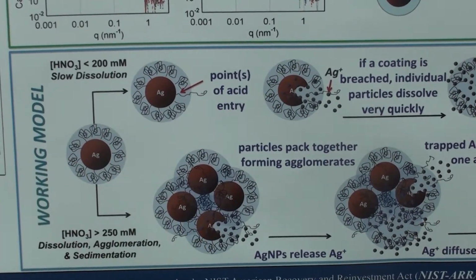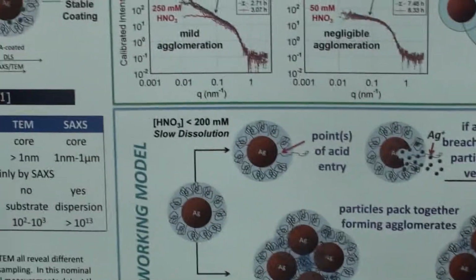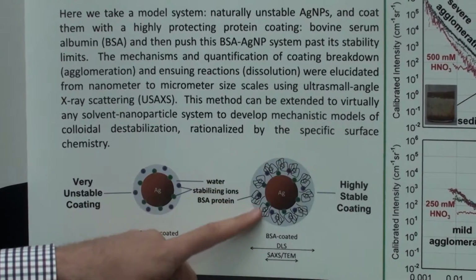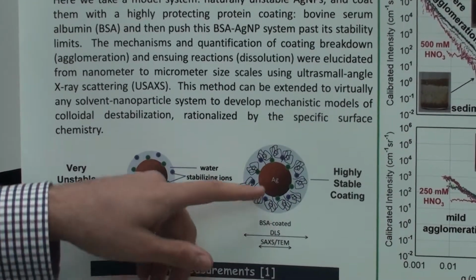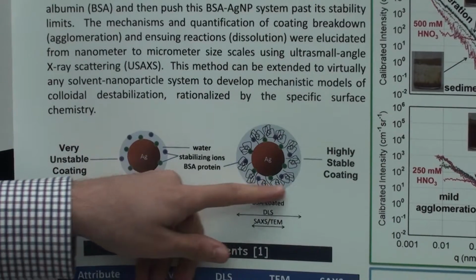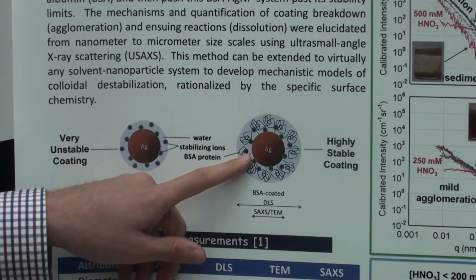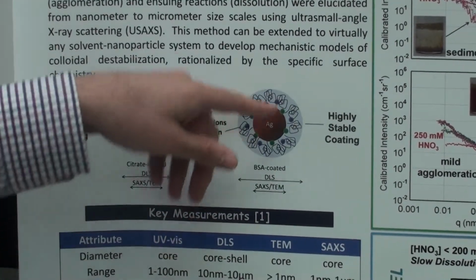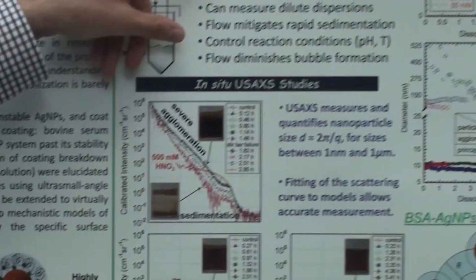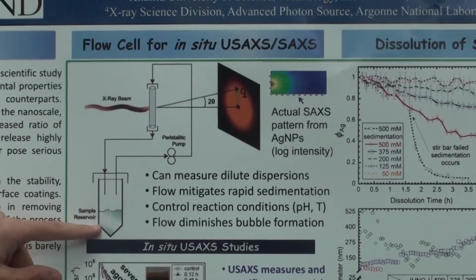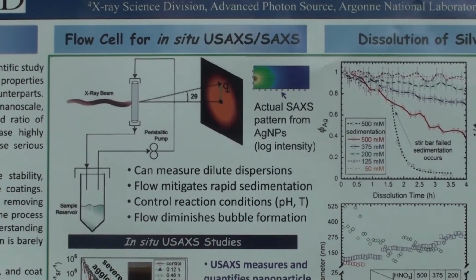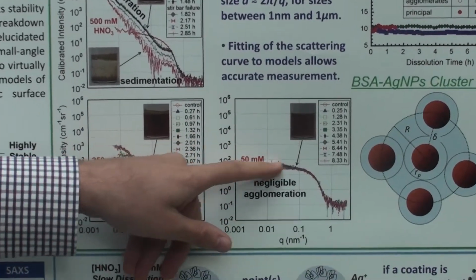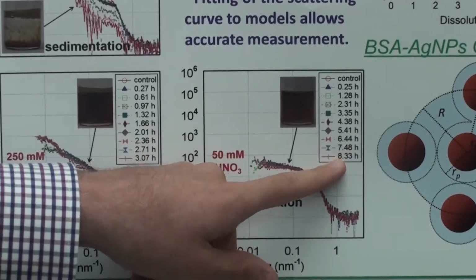So what I did was I took a highly relevant nanoparticle material, silver, and I coated it with a highly protective protein coating. So what I have is a metal core protected by a protein coating that buffers the nanoparticle from the solution environment. And then what I do is I stick it in an X-ray beam as it's dissolving in acid. And what you see is if you add just a little bit of acid, you don't change the solution that much. Your measurements don't change over almost 8-9 hours.